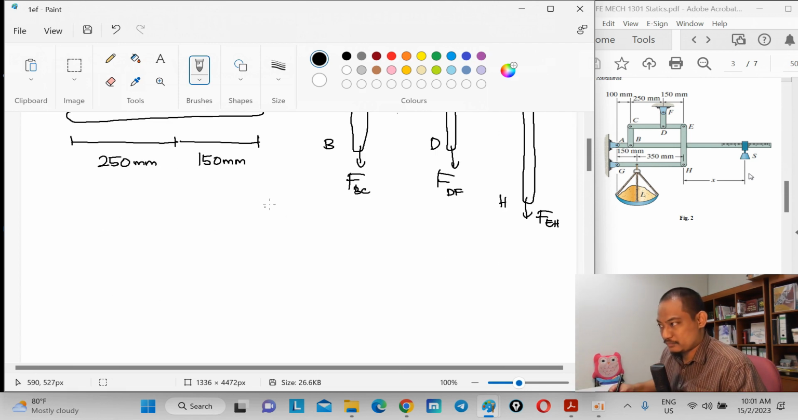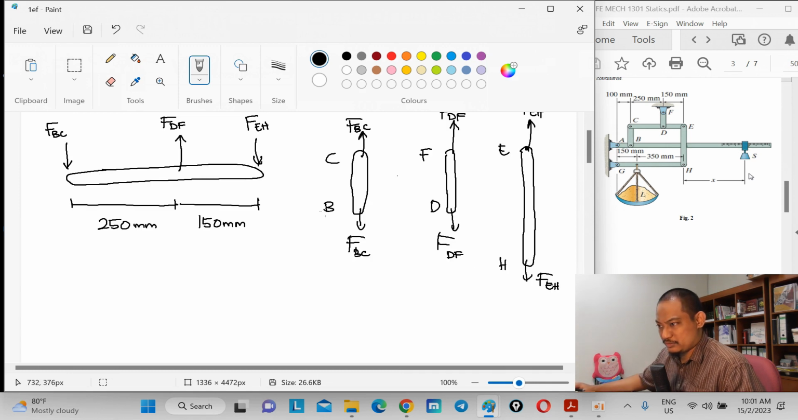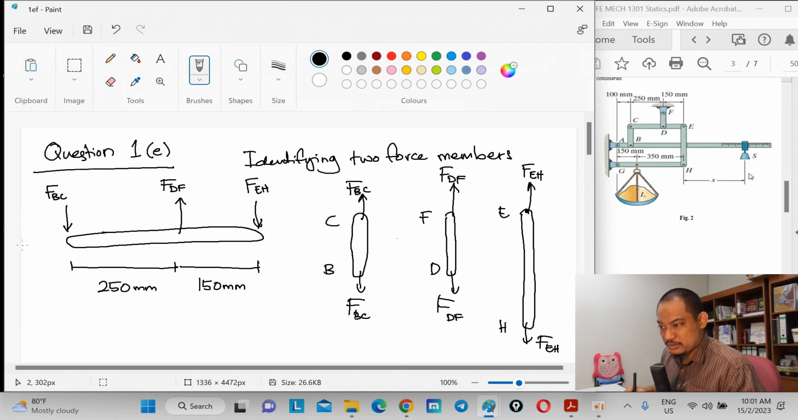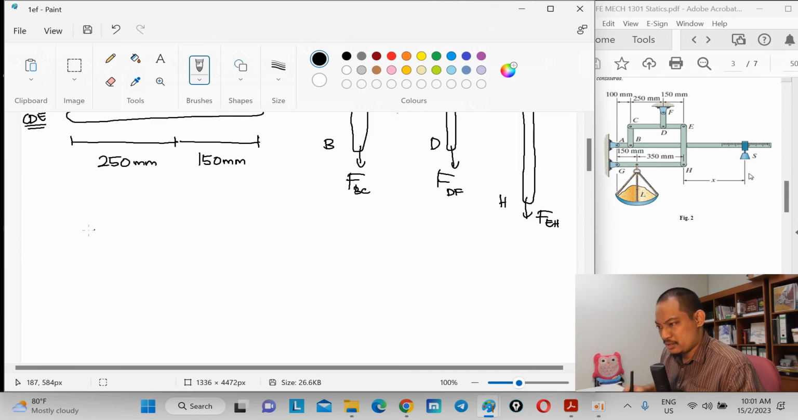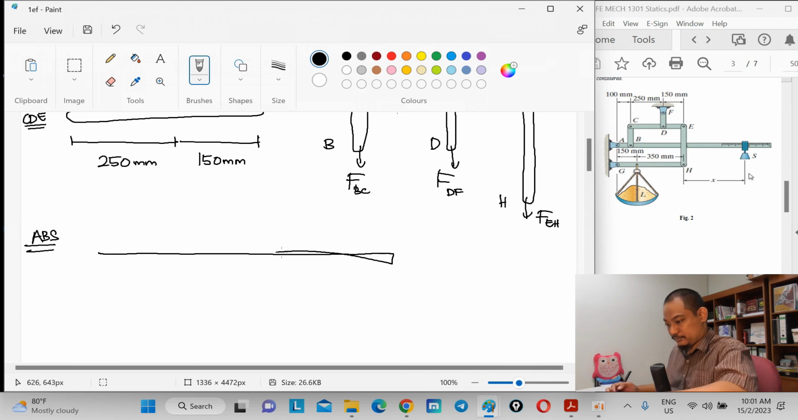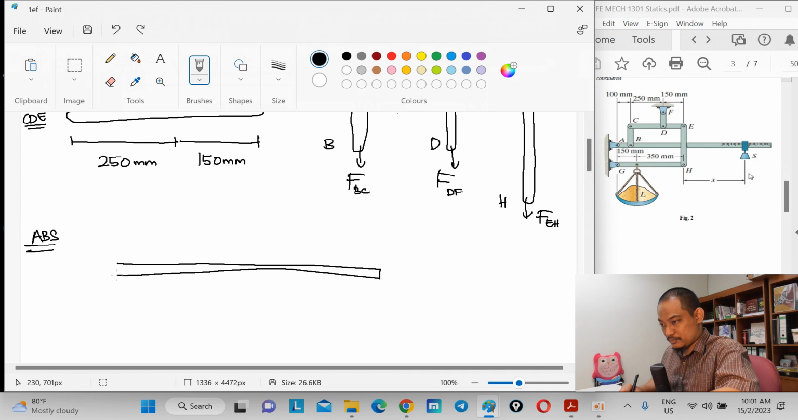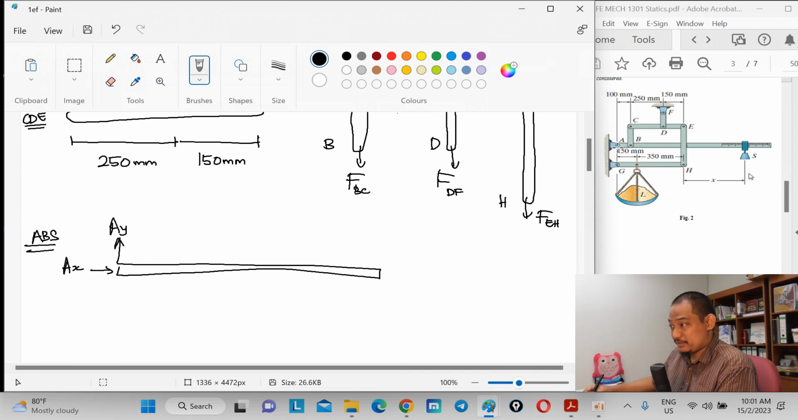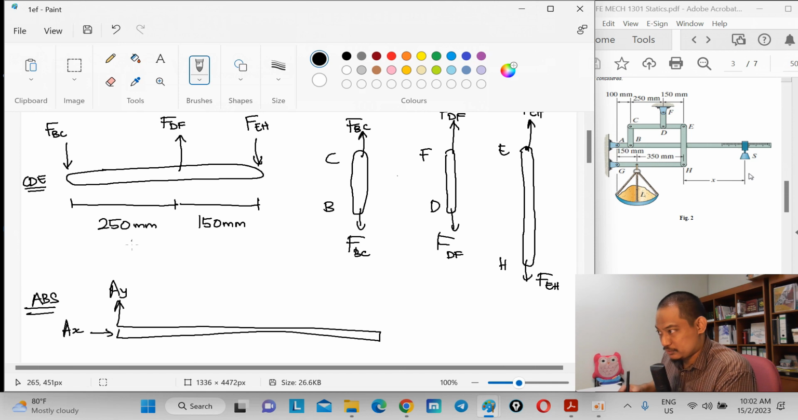We'll draw another one. This one is longer. Let's name this member CDE, and then member ABS, let's call it ABS. So you have a long member. At point A, you have a pin support, so AX and AY. At point B, it is connected to BC here. See here, corresponding to this one, it should be something like this.